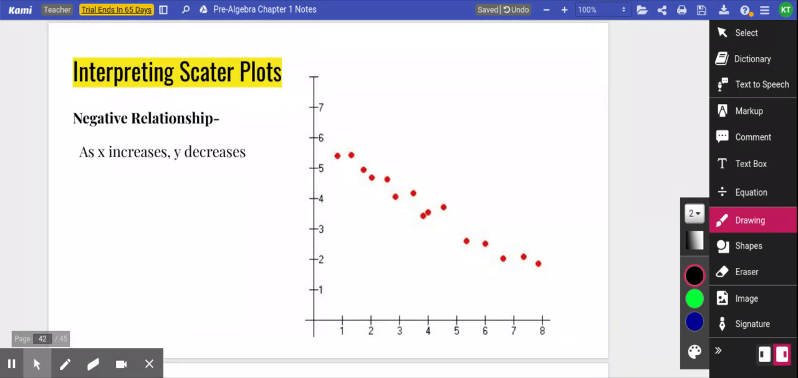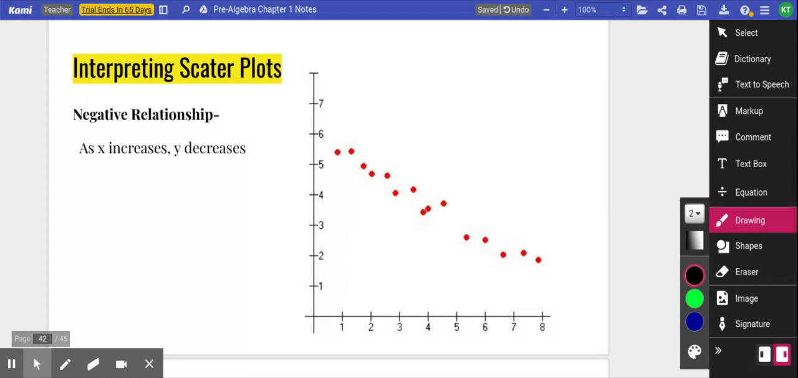A negative relationship is like this graph here, or negative correlation is another way to say that. It's when x increases, so as I move to the right, these x values are increasing, notice the y values are trending downwards. That is a negative relationship or a negative correlation.